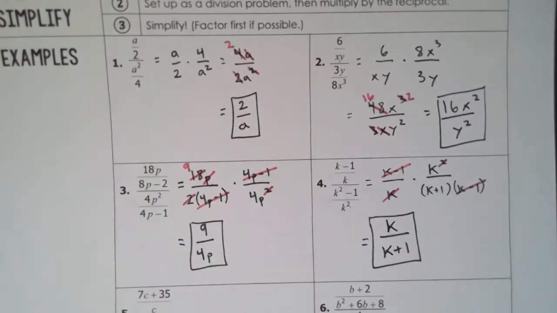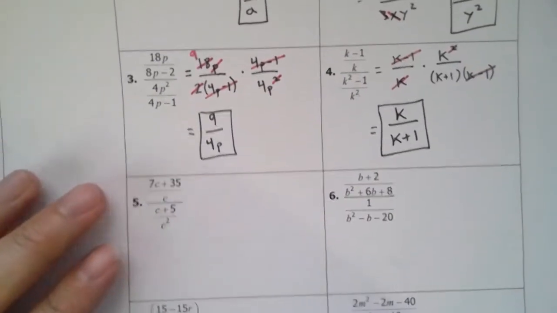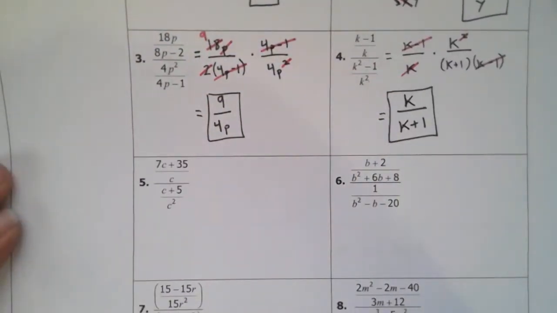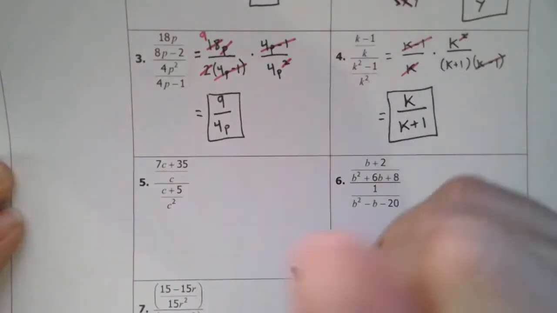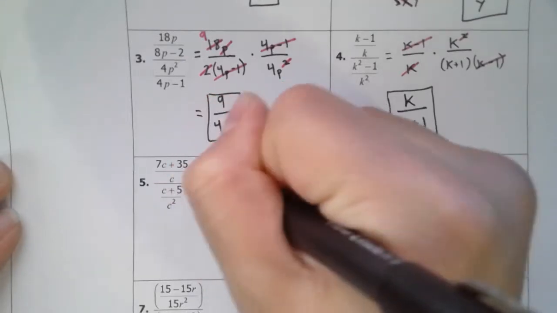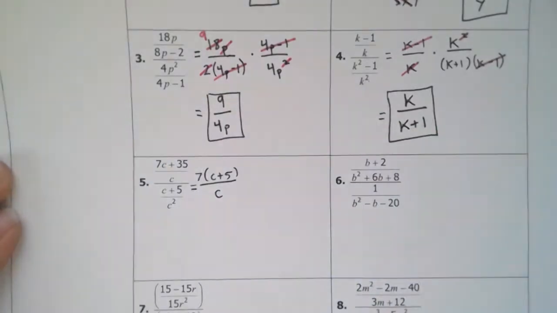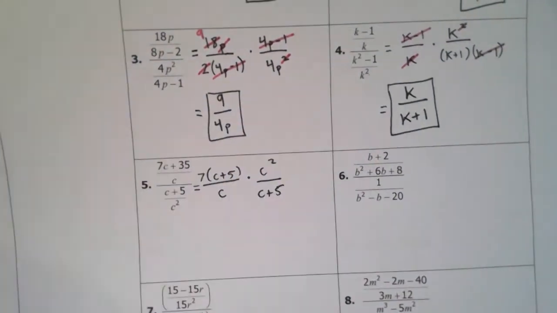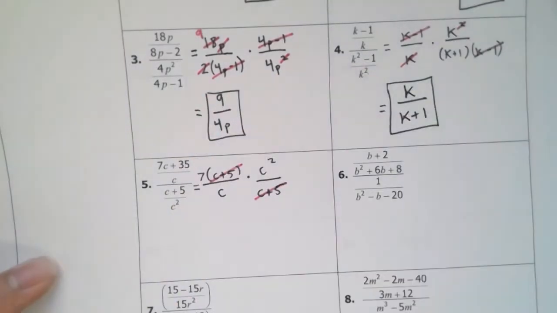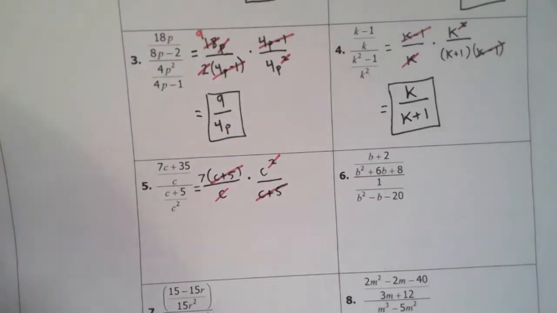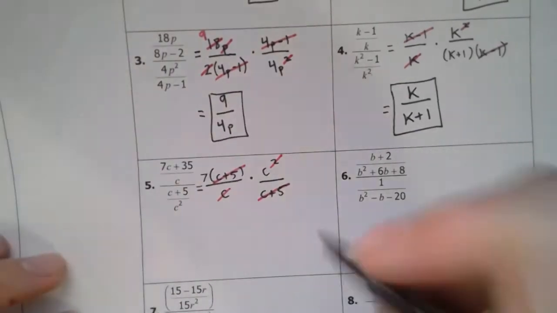Alright, number 5. I have 7c plus 35 over c. I can factor out a 7, so I get 7 times c plus 5 over c. Whoops, that's equal. Sorry, I forgot my equal sign there. Times c squared over c plus 5. This cancels with this. This c here will cancel out with one there. So I get left with just 7c.